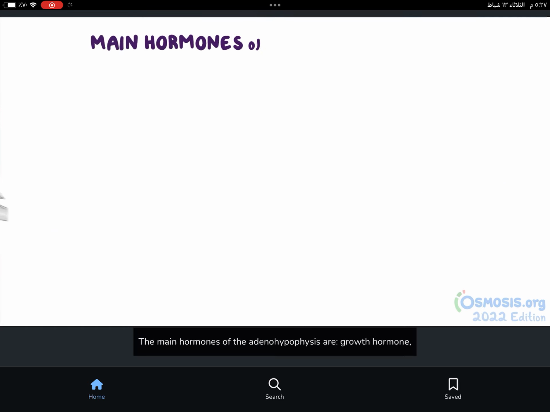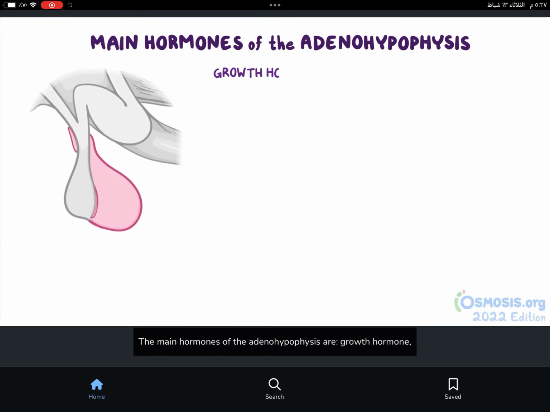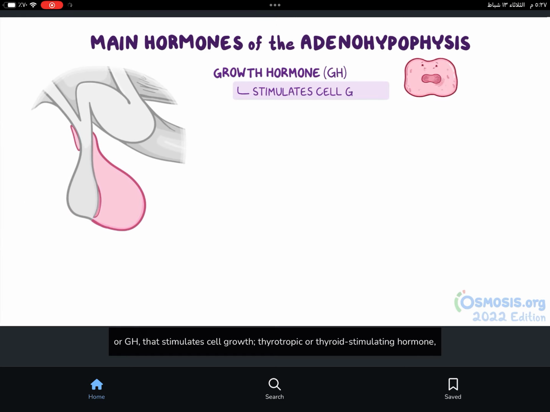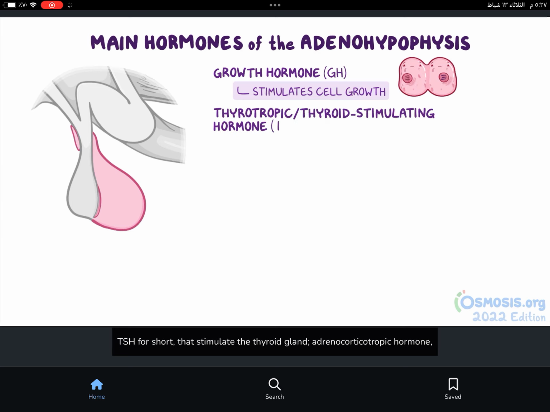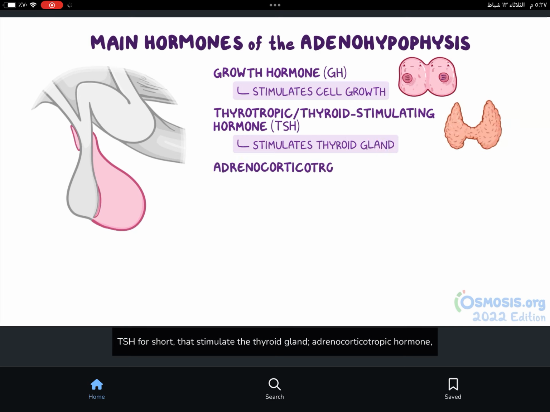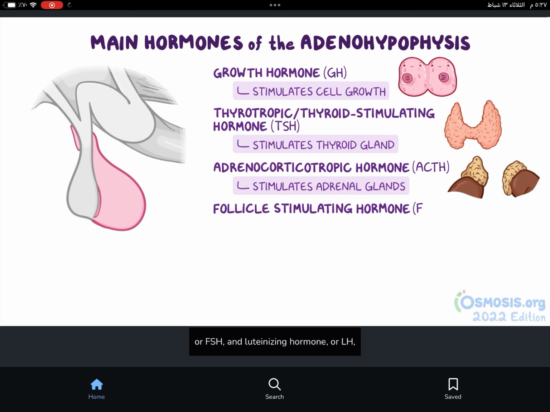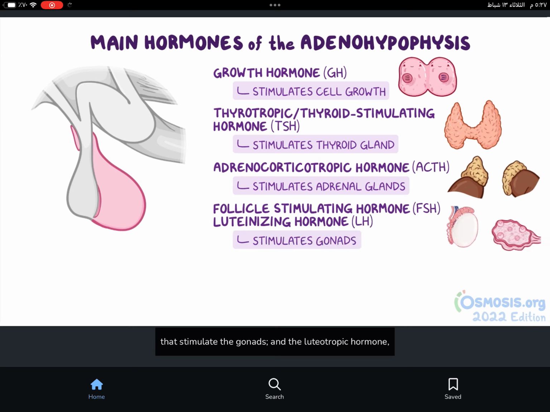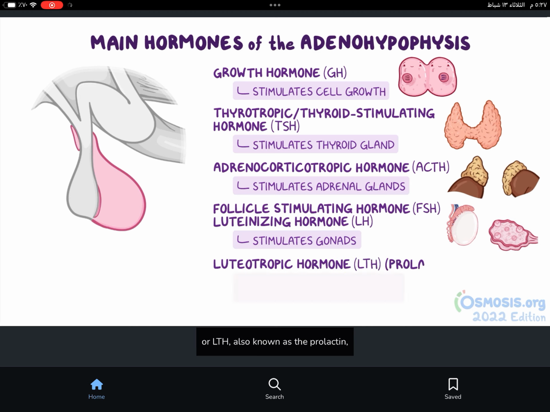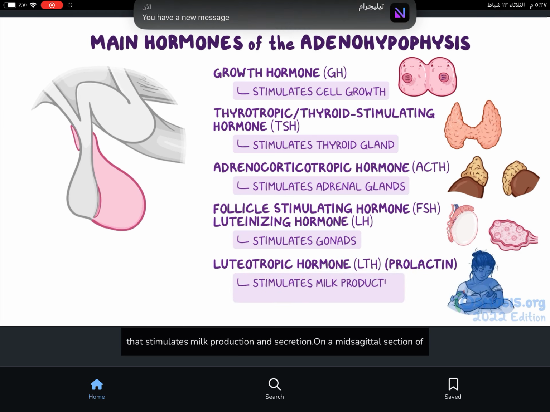The main hormones of the adenohypophysis are growth hormone, or GH, that stimulates cell growth, thyrotropic, or thyroid-stimulating hormone, TSH for short, that stimulates the thyroid gland, adrenocorticotropic hormone, or ACTH, that stimulates the adrenal glands, follicle-stimulating hormone, or FSH, and luteinizing hormone, or LH, that stimulate the gonads, and the luteotropic hormone, or LTH, also known as prolactin, that stimulates milk production and secretion.